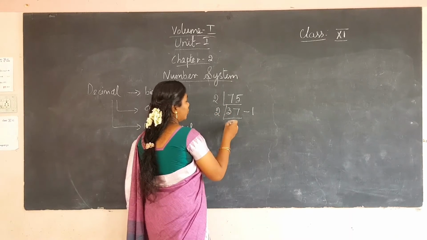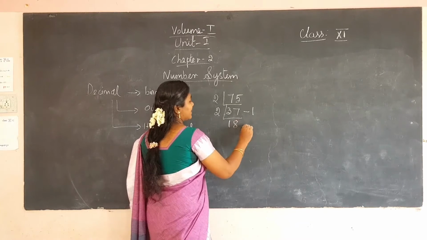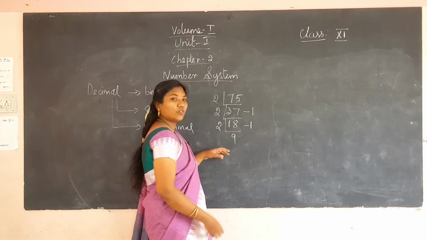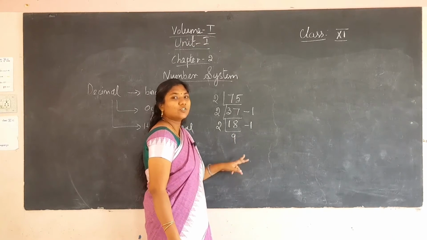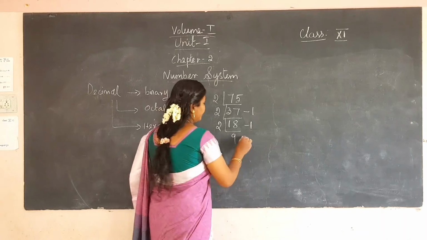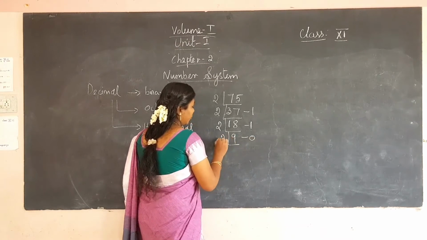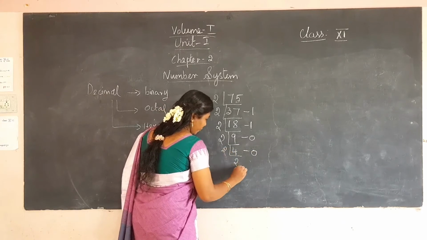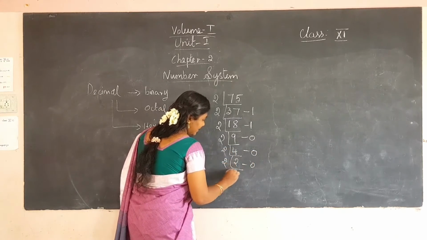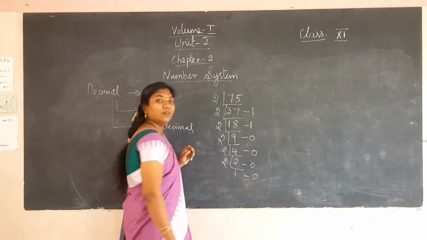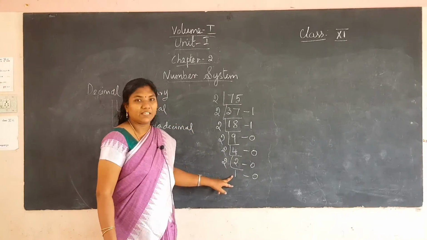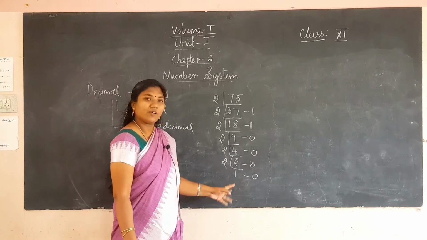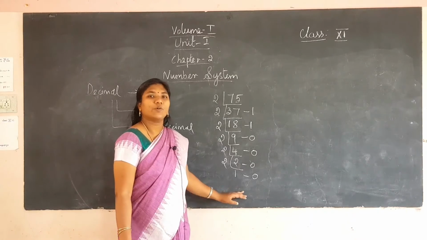So, 2 1s are 2, 17 means 8 2s are 16 and the remainder 1. Again 2, 9 2s are 18. So, here I am not having any remainder, so I must specify it as 0. And 2, 4 2s are 8, here also no remainder. And 2 2s are 4, no remainder. 2 1s are 2 and no remainder. Okay. Here you must be having either 1 or 0. Up to that you have to divide it. Again, 1 cannot be divided by 2. So, with this you can stop.